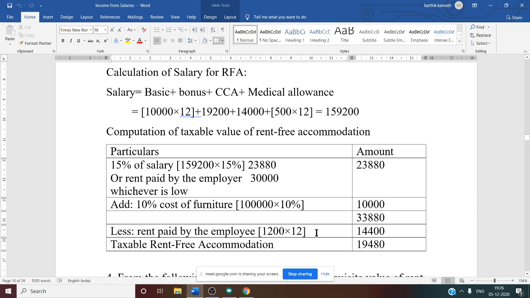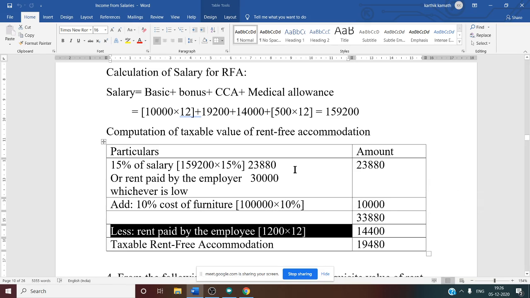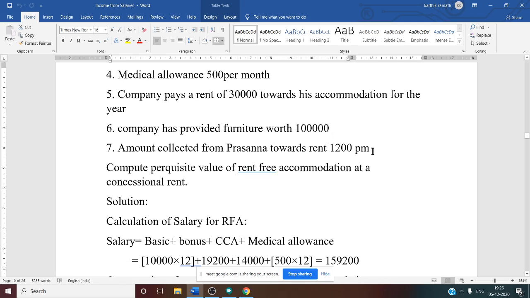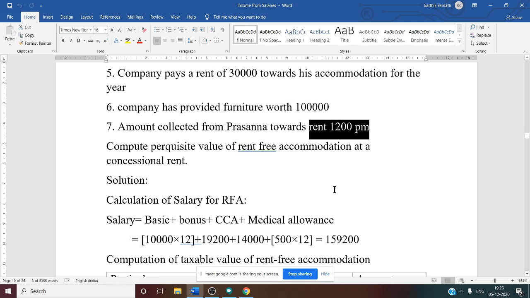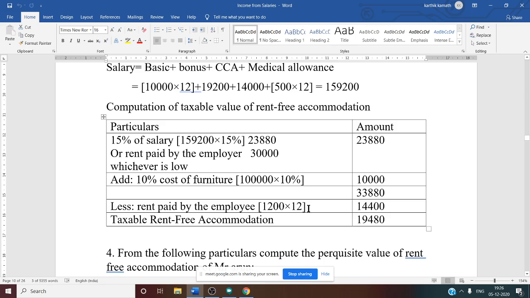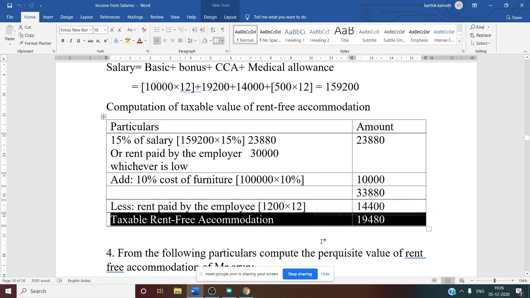From this, you have to deduct rent paid by the employee. Rent paid by the employee is given in the last adjustment, that is 1,200 per month. We want it for 1 year: 1,200 into 12, that is 14,400. You have to deduct it from 33,880. Final taxable rent free accommodation is 19,480. This is the final answer. Salary, add furniture, less rent paid by the employee, you will get taxable rent free accommodation.